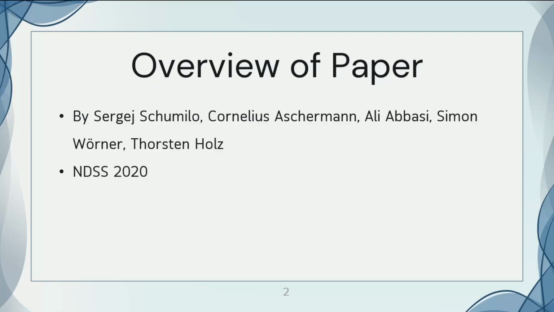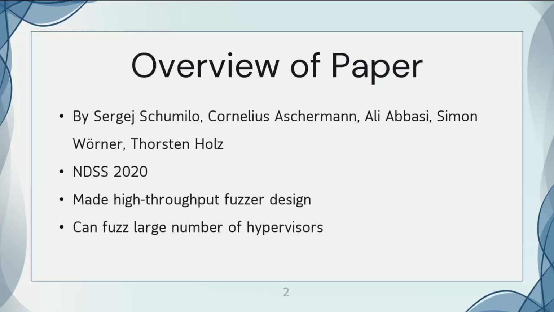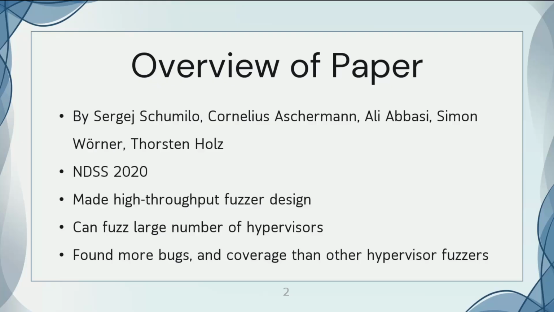First, a quick overview of the paper. It was written by Dr. Shumilo, Dr. Aschermann, Dr. Abizi, Dr. Werner, and Dr. Holz, and was presented at the NDSS Symposium in 2020. In this paper, they are looking at current hypervisor fuzzers that are out there and saw that there's kind of a lack of them. So they created a high throughput fuzzer design, which they then tested on a large number of hypervisors. And fuzzing these hypervisors, they found more bugs and coverage than other hypervisor fuzzers.